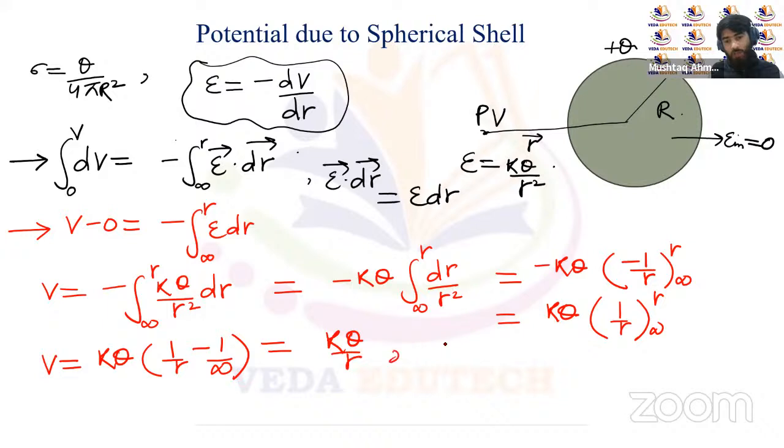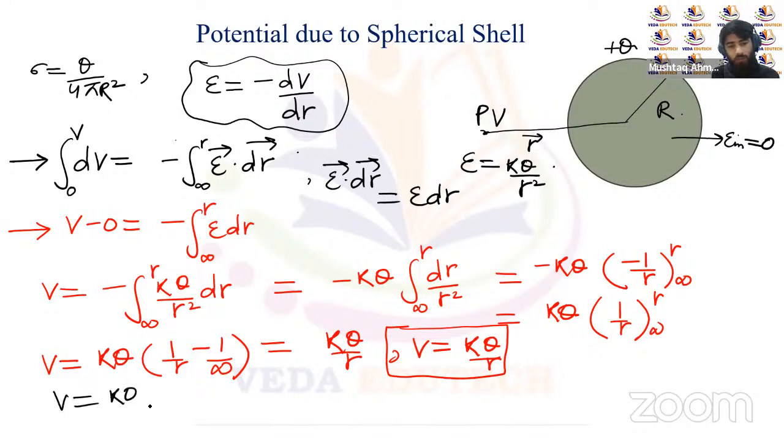So it means that at this point P, the potential due to this spherical shell will be equal to kq upon r. So V is equal to kq upon r. One more important point here is that this is the potential due to this spherical shell at a point P outside the spherical shell. So this is the outside potential, I will call it VO, that's equal to kq upon r.